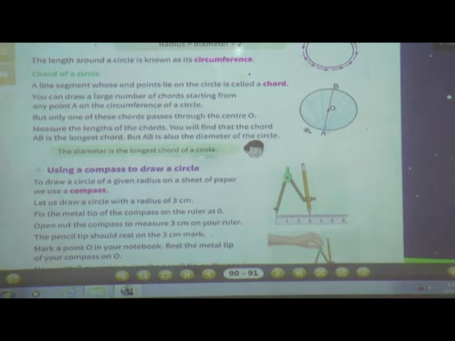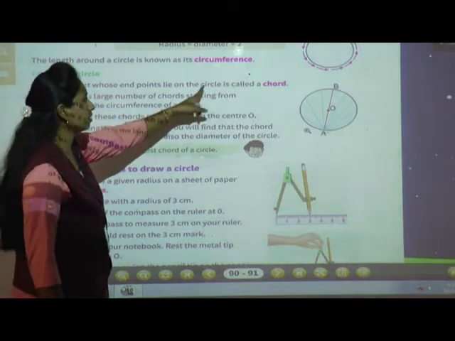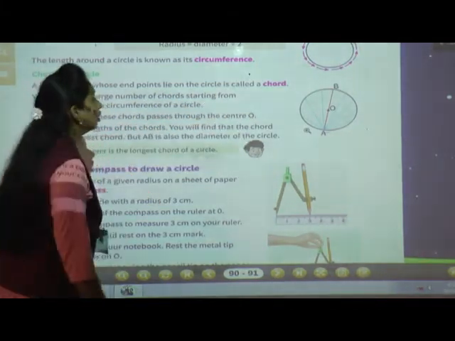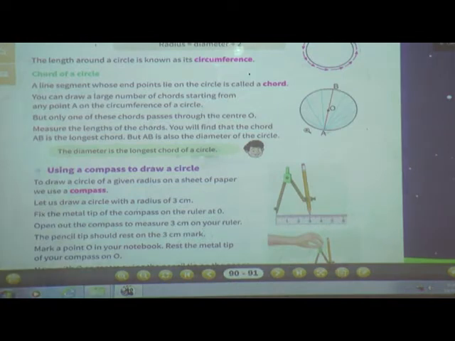A line segment whose end points lie on the circle is called a chord. You can draw a large number of chords starting from any point A on the circumference of a circle, but only one of these chords passes through the center, that is O. Measure the length of the chords. You will find the chord AB is the longest chord, but AB is also the diameter of the circle. The diameter is the longest chord of the circle.